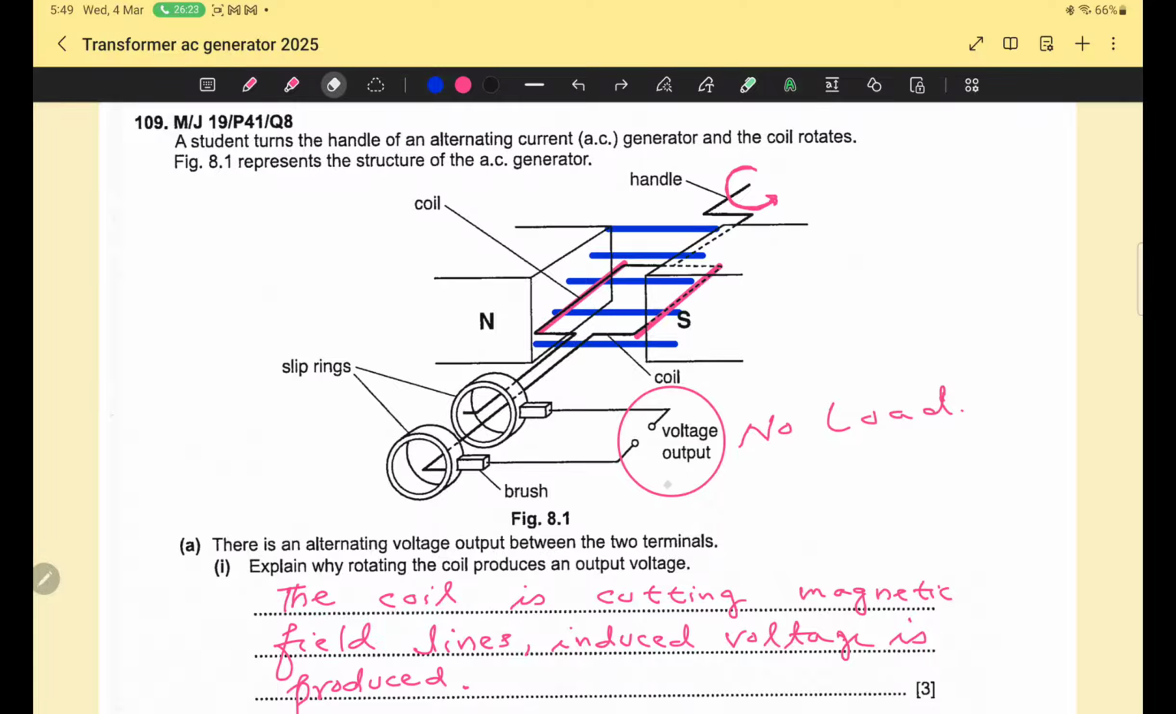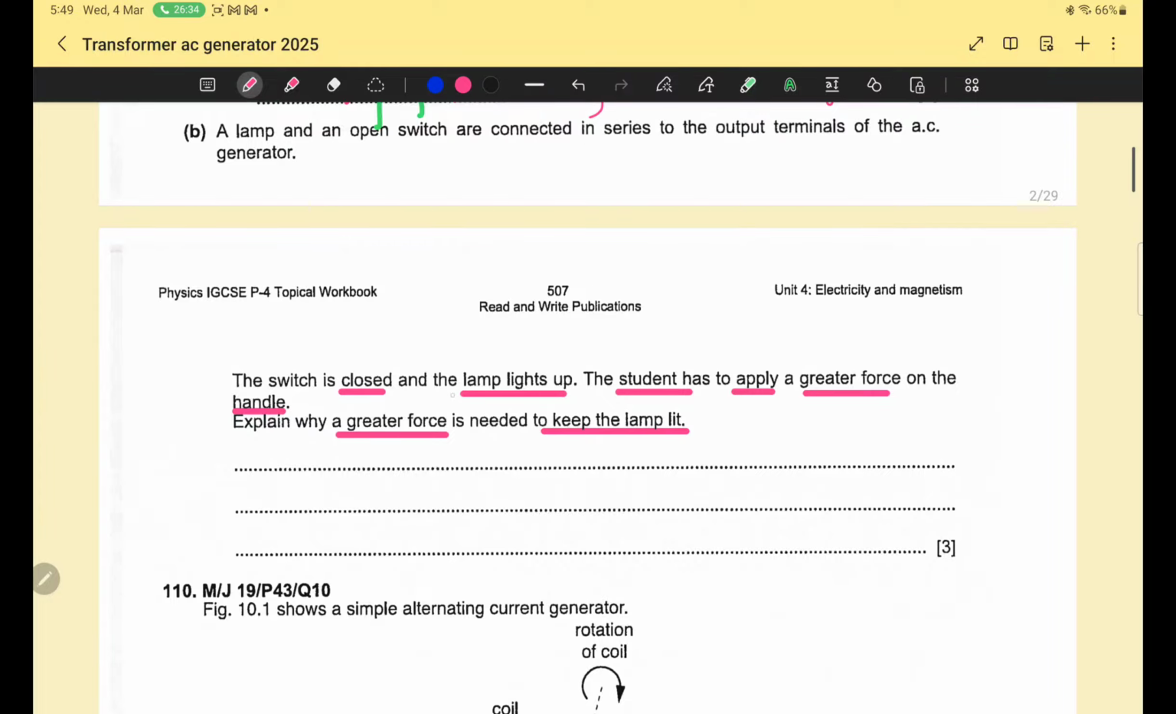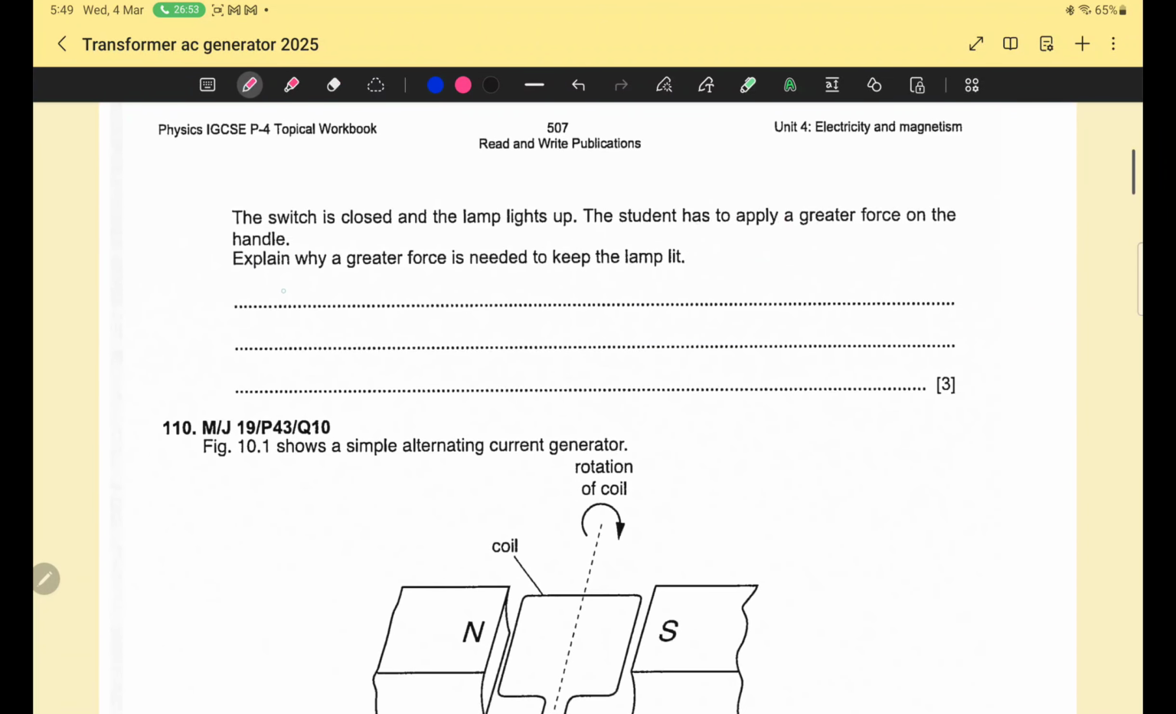But if you connect a load here, consider we are connecting a lamp here. Consider this is a lamp. And when you connect a lamp, now read the question, sir. Now a lamp is connected between the output terminals, and now the student has to apply greater force. So the question is why greater force is required. So I am answering.